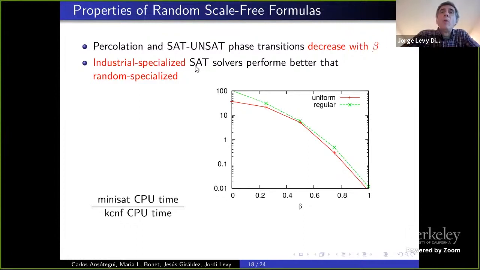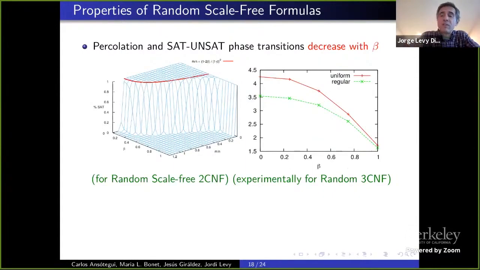We also observe, if we compare a SAT solver specialized on industrial instances with a SAT solver specialized on random instances, that when we increase the value of beta, so when we make the formula more uniform, the SAT solver specialized in random is more efficient. And when the formula is very scale-free, then the solver specialized on industrial becomes more efficient than the other. So it shows that the SAT solvers specialized in industrial instances make use of this scale-free structure.